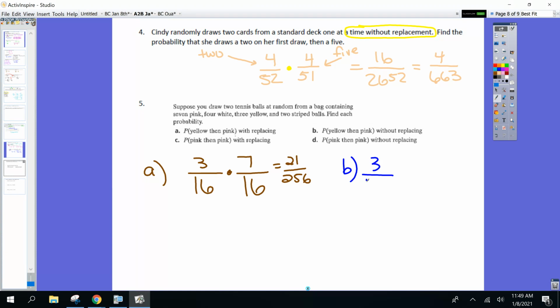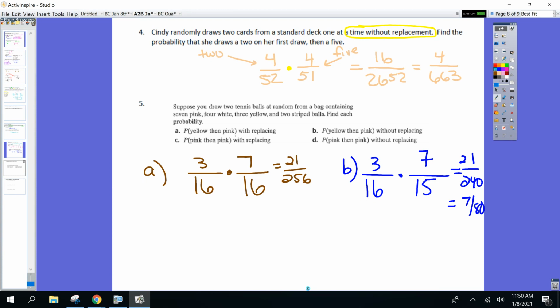All right, Will, I don't put it back in now. 7 over 15. Yeah, there we go. Everyone all right on why 15, Will? Because you didn't replace the yellow. Yep. So now instead of 16 tennis balls, you get 15. Good, Will. Can't get by you. 21 out of 240. And you guys reduce it on your calculator, 7 out of 80.